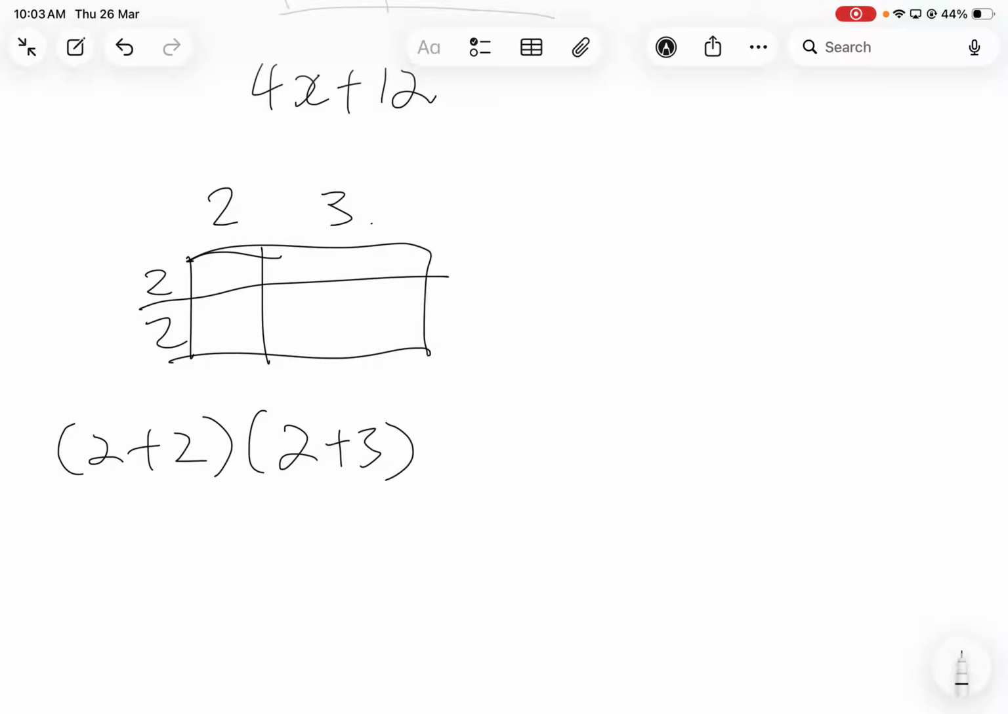What is this smallest piece? Ashari, what is this area? This small piece? 4, because 2 times 2. Naim, what is this piece? 4 also, 2 times 2. Adam, what is this piece? Then this piece? 6. Okay? So again, 4 plus 6 plus 4 plus 6, they will give me back 20. Correct?